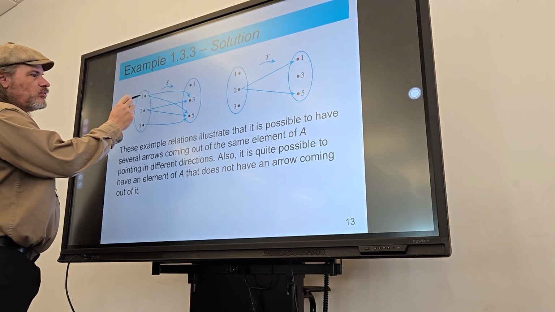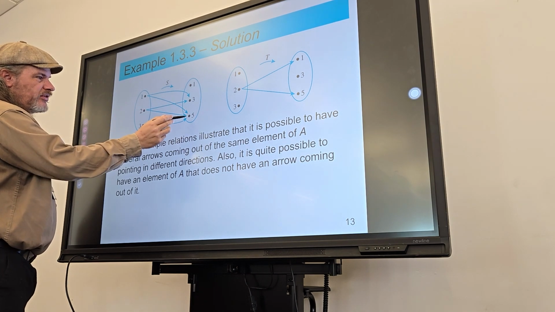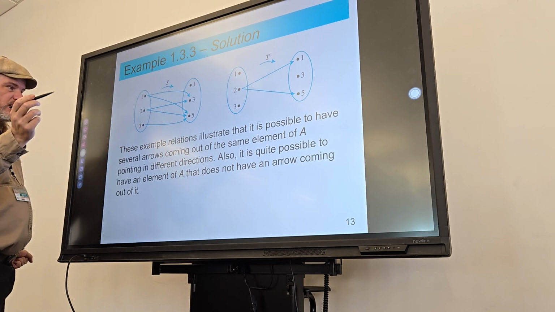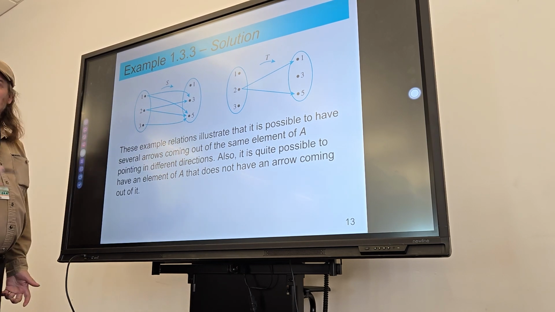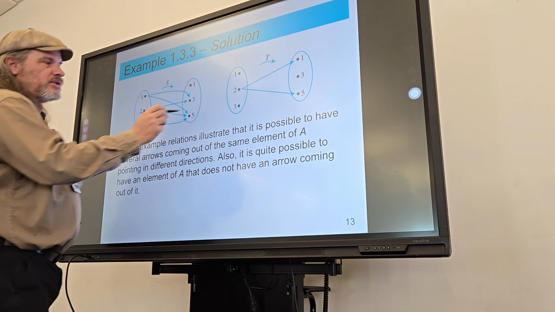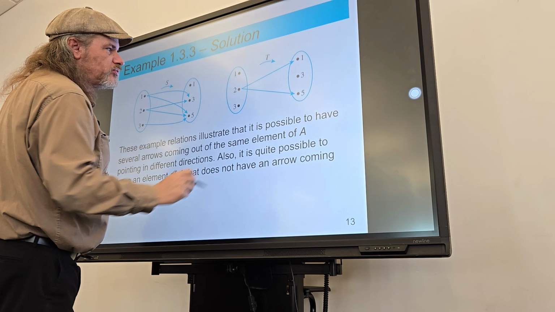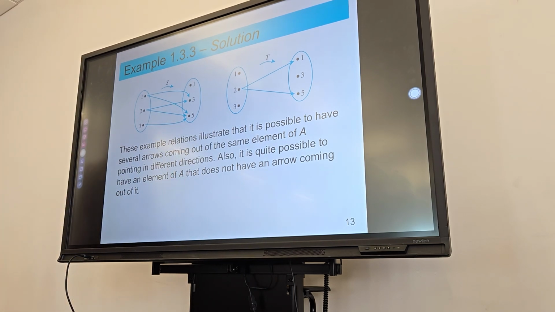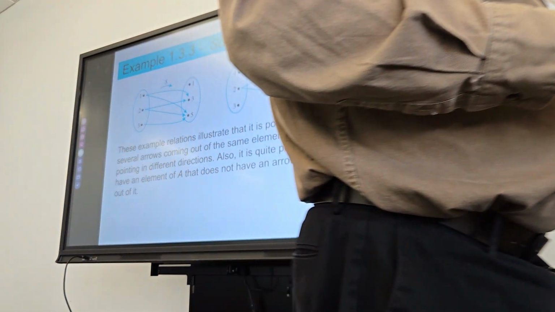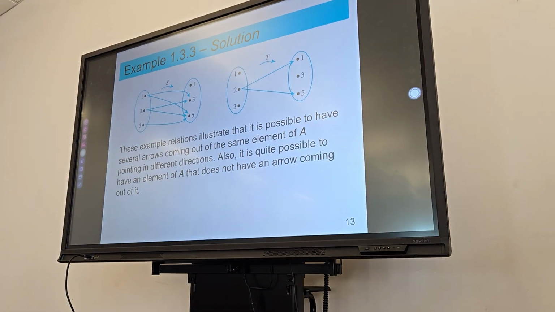So 1 is less than 3, 1 is less than 5, draw 2 arrows. 2 is less than 3, 2 is less than 5, draw 2 arrows. 3 is less than 5, draw 1 arrow. Now T was given by ordered pairs, so you just go from the ordered pairs 2, 1, and 2, 5. So you can have multiple arrows coming out of one element and multiple arrows going into one element.